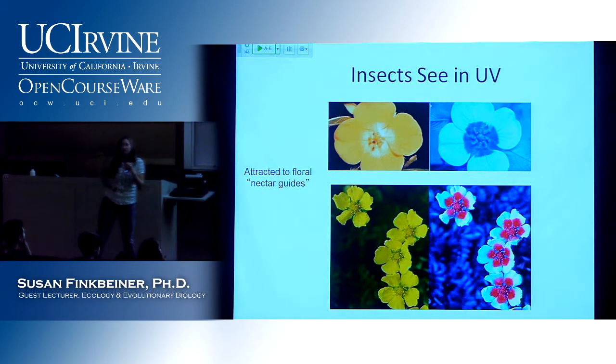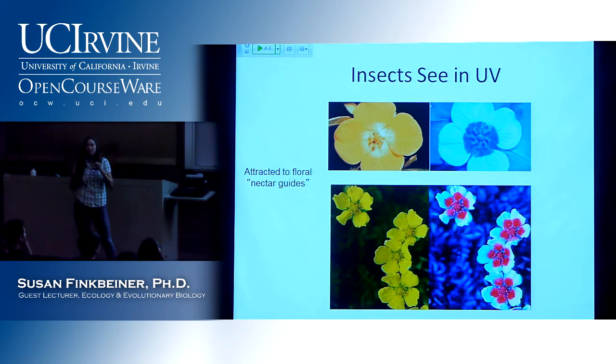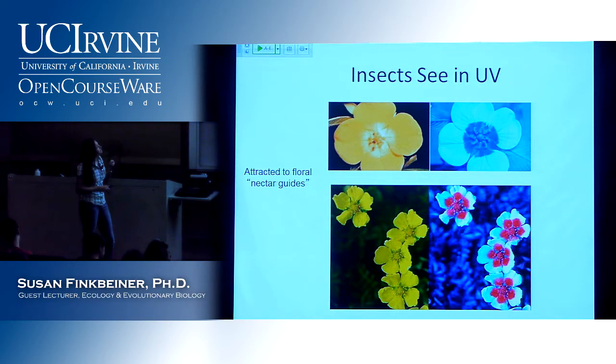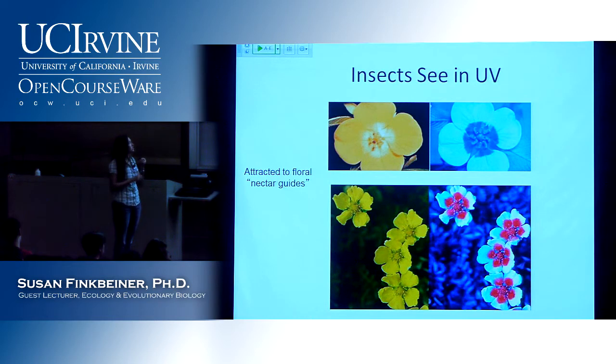And something that's also really exciting is that insects have the capability of seeing in the UV, or in ultraviolet. And some of them even have more than one ultraviolet sensitive photoreceptor in the eye, which is really neat. So this image on the left shows you what these flowers look like to the human eye. And on the right shows you what these same flowers look like under ultraviolet lighting. So this is what they might look like to an insect.